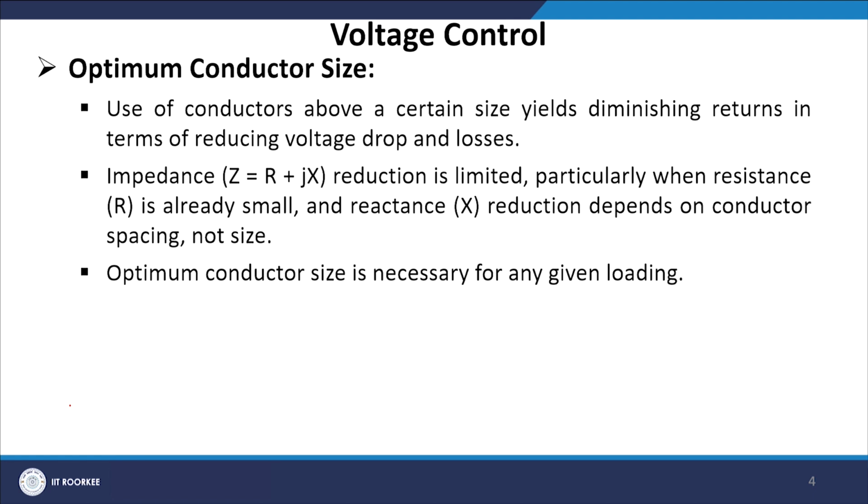Now, when you talk about impedance of a conductor, that is Z, which is R plus jX, reduction is limited, particularly when the resistance is already very small, and the reactance X reduction depends on conductor spacing but not the size. Now, optimum conductor size is necessary for any given loading in a distribution system.